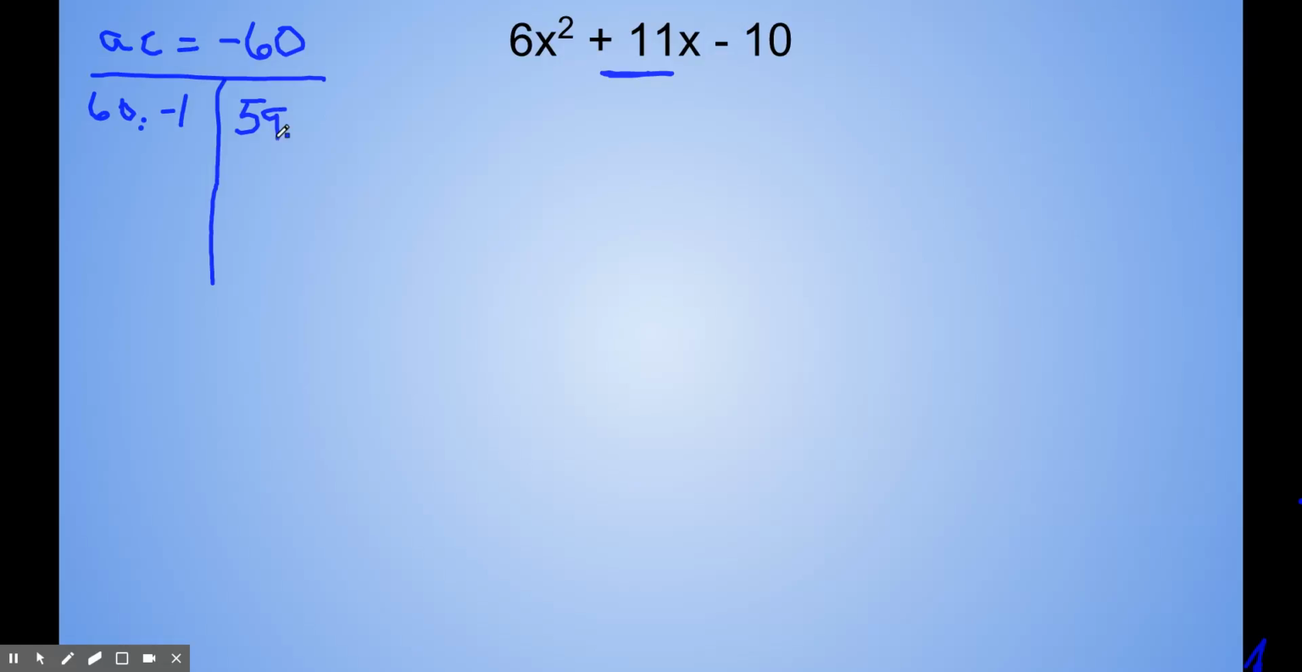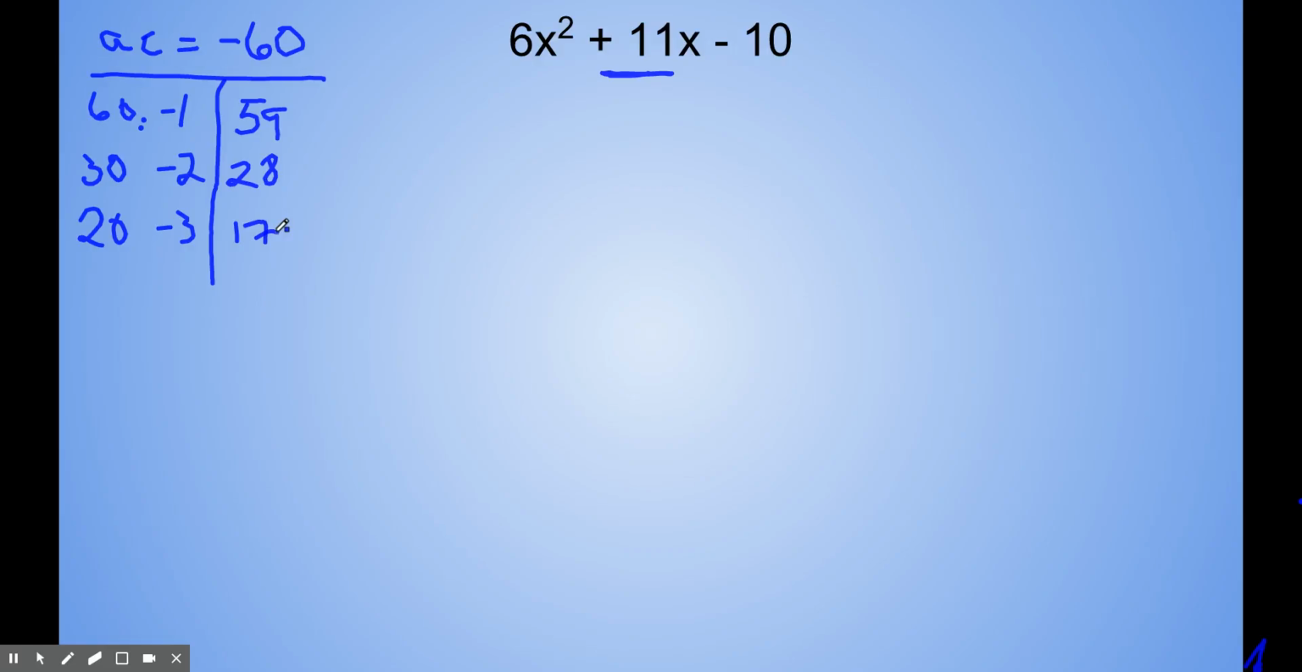The next one that comes to mind is 30 and negative 2. When I sum those, I get 28. We are getting closer, but we are not to 11. The next one is 20 times a negative 3 to give me a negative 60 when I multiply those. When I add those, I am going to end up with 17.